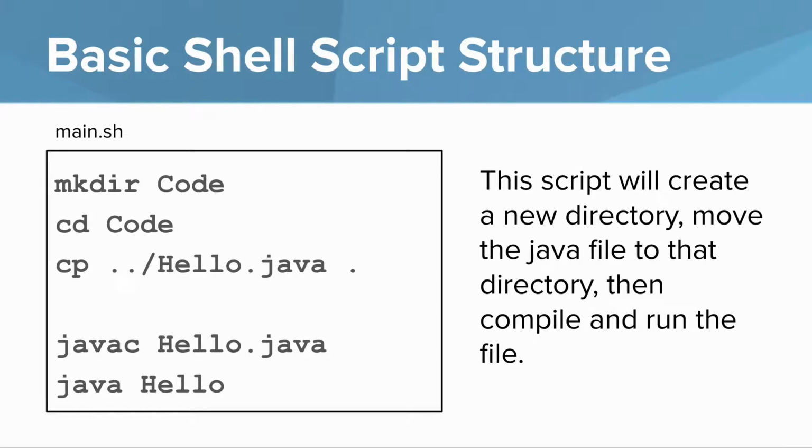Here's an example of a batch file. Notice that the commands that you see are the same commands that you would type in a command line prompt. The first line creates a new directory. Then it changes to that directory. On the third line, we copy hello.java from the directory one level higher, which is denoted with the 2 dots, to the current directory, which is denoted with the 1 dot. Finally, the last 2 steps are compiling and running hello.java.